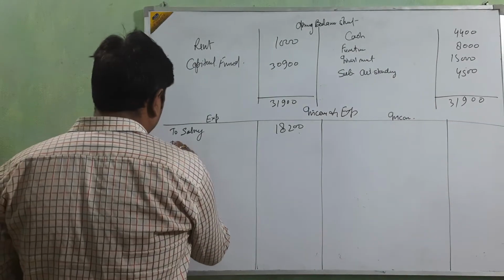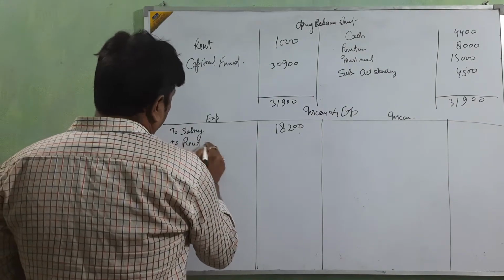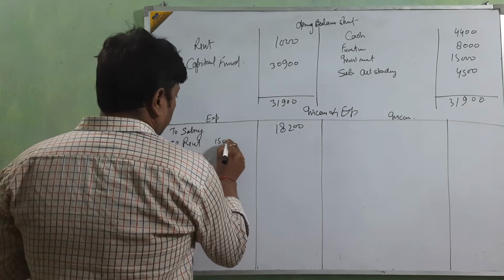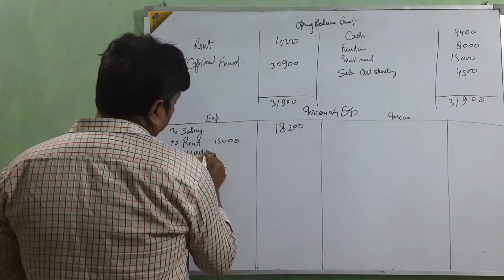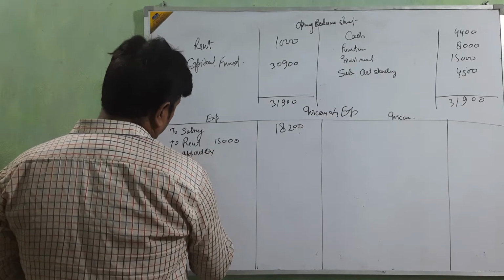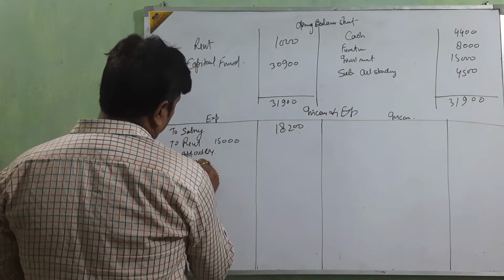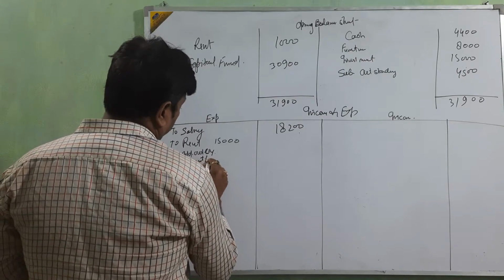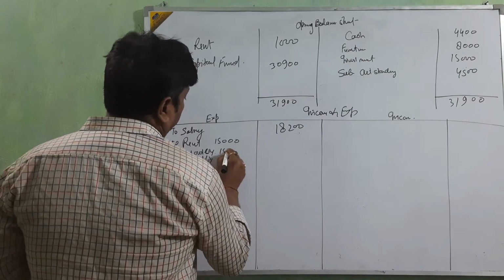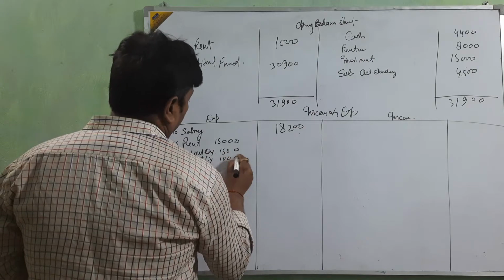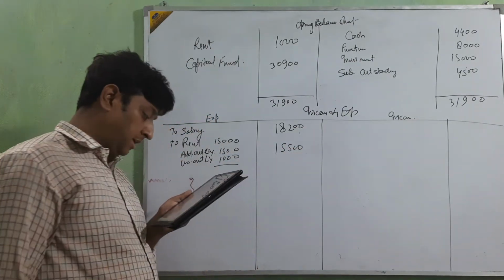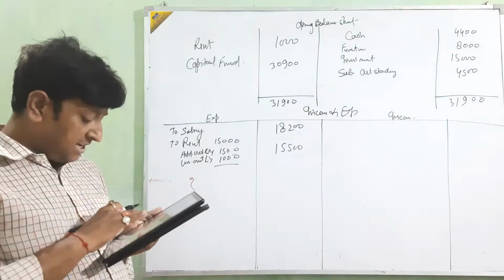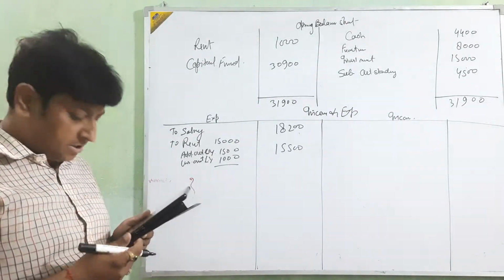Next rent. The rent amount is 15,000. Add outstanding current year, less outstanding last year. Current year 1,500, last year 1,000 beta. It means 15,500. Okay beta, just see the adjustment.